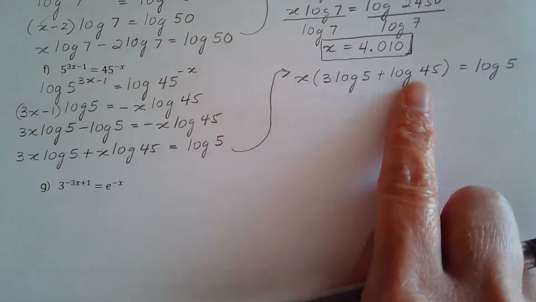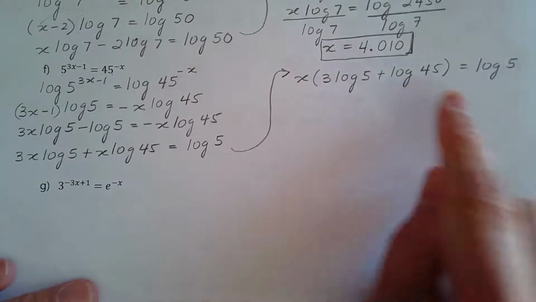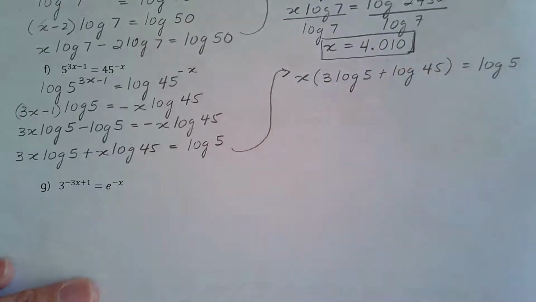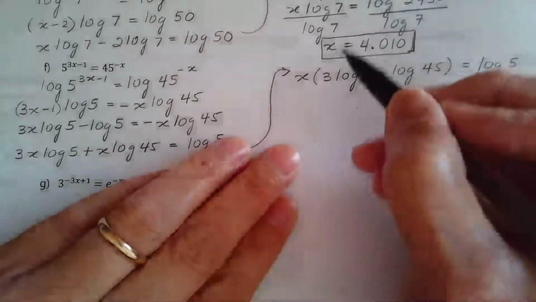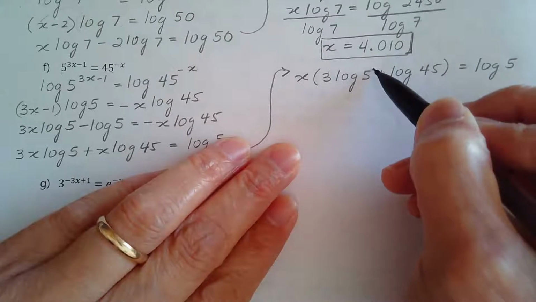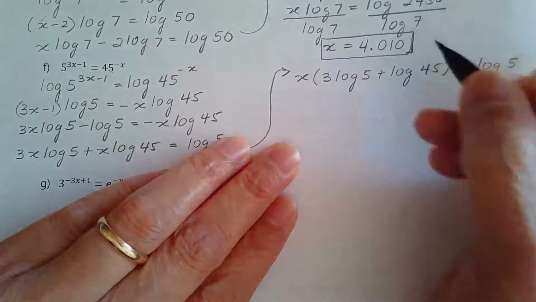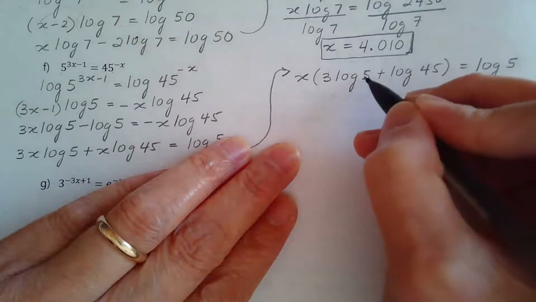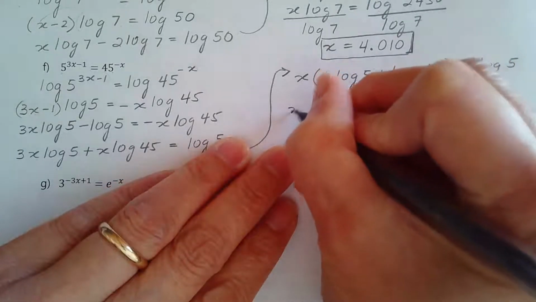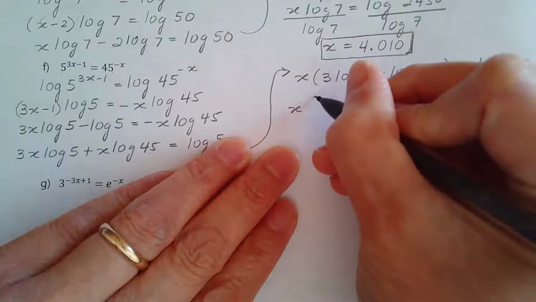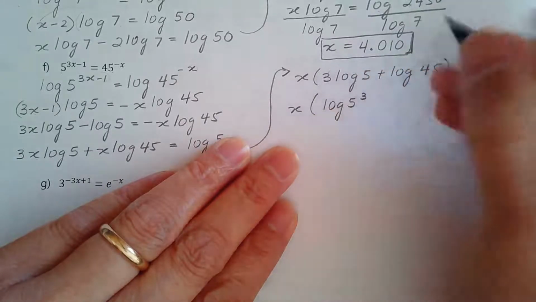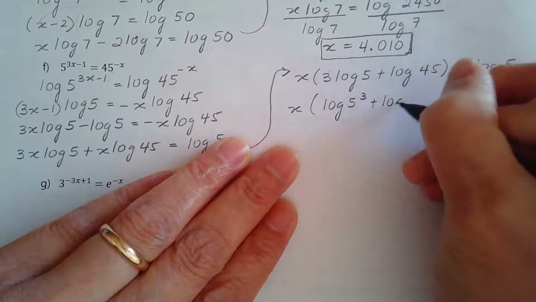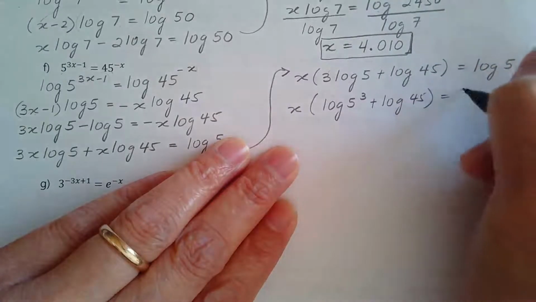Okay, well that's pretty good. We could go ahead and divide by all of these, but we can simplify it a little bit using our laws of logarithm. So this 3, we can raise it up there. That becomes exponent 3 for log of 5. So that becomes x times log 5 cubed plus log of 45 equals log of 5.